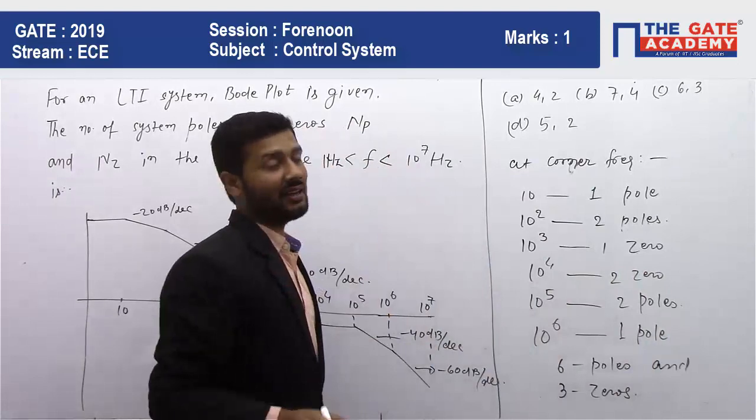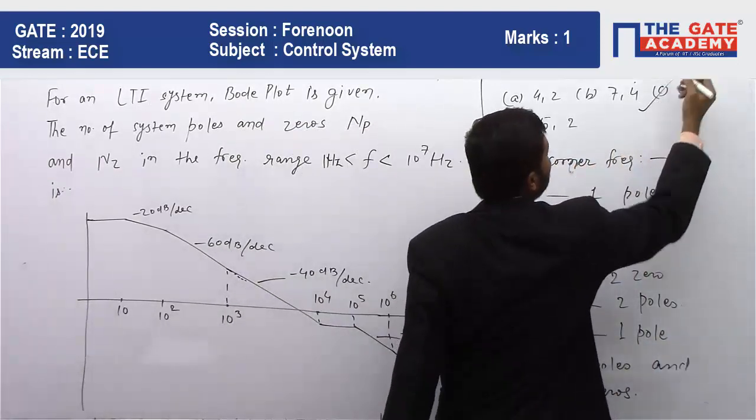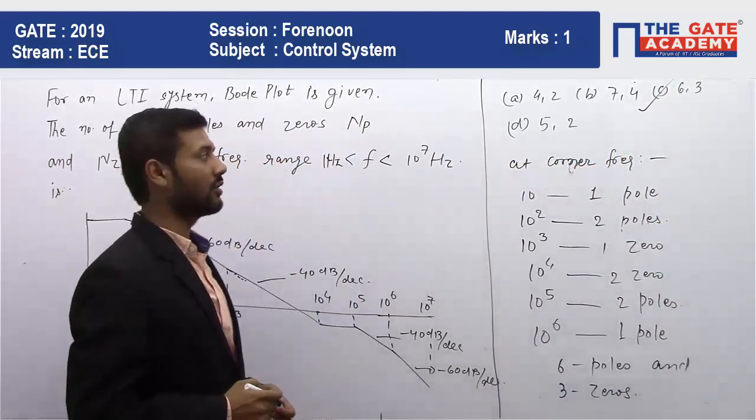So the options are given, so we can directly see option C is right: 6 poles and 3 zeros of the system.